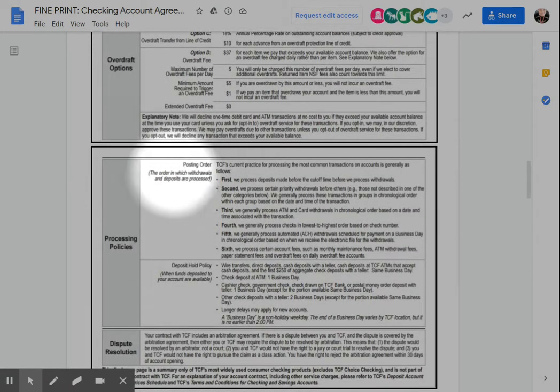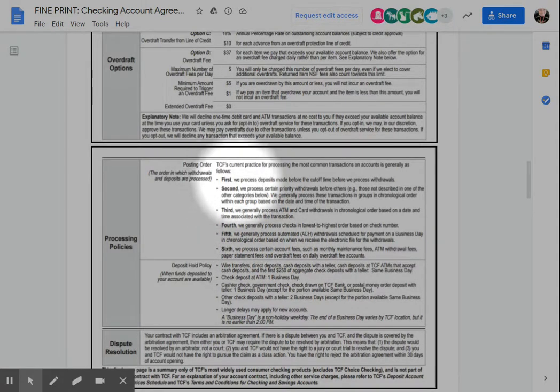Okay, processing policies. This has to do with when you're looking at your online bank account, when deposits and withdrawals are going to be posted. So, first, they process deposits made before the cutoff time that they process withdrawals. Then they process certain priority withdrawals before others. Then they process ATM card withdrawals. Then they process checks in lowest to highest order based on check number. Then they process withdrawals scheduled for payment on a business day, and then they process account fees.